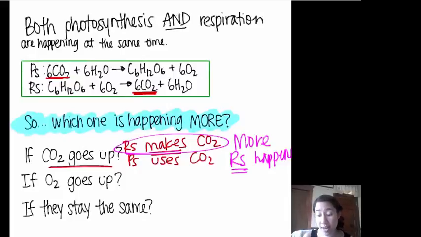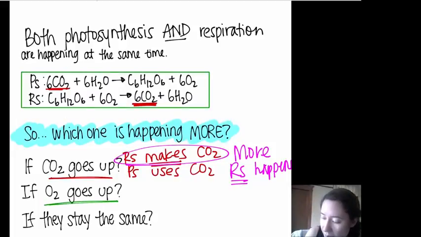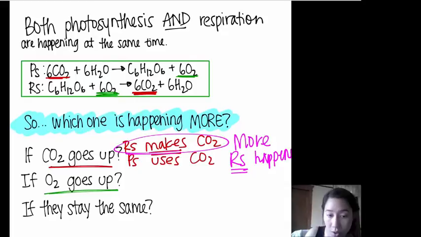Okay, the next question I asked is if oxygen goes up. So oxygen is our exact opposite on this. So if oxygen goes up, we see that oxygen is made in photosynthesis. It's used in respiration. So if oxygen is increasing, that must mean we made a lot more oxygen. That must mean that there's more photosynthesis happening. So more PS happens.